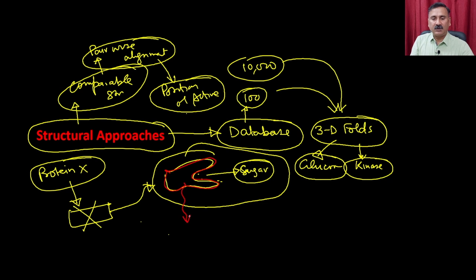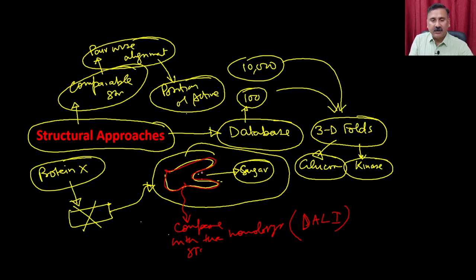Then you can compare this three-dimensional structure with homologous structures. You can use a server called the DALI server, and that is going to tell you that there is a cavity here. This cavity is going to bind the glucose molecule, and using that, you can define the active site. If you want the structural things, you can calculate the 3D folds and all that. So these are the three different approaches to identify the binding pocket. You can identify the active site.